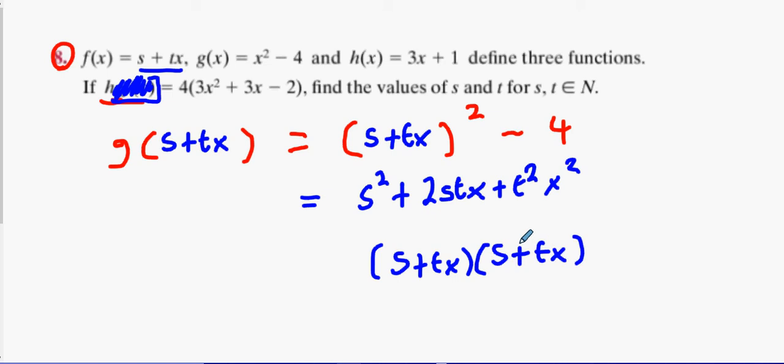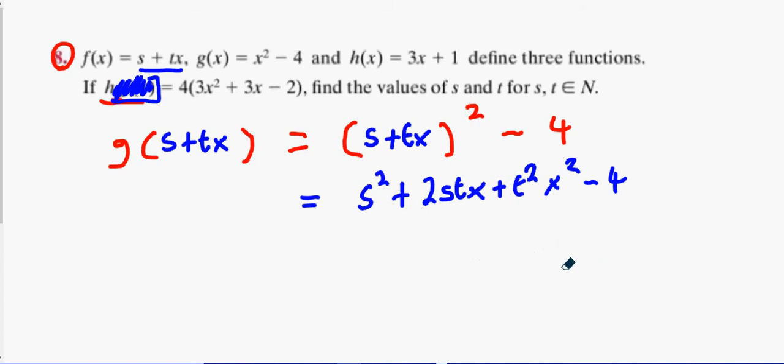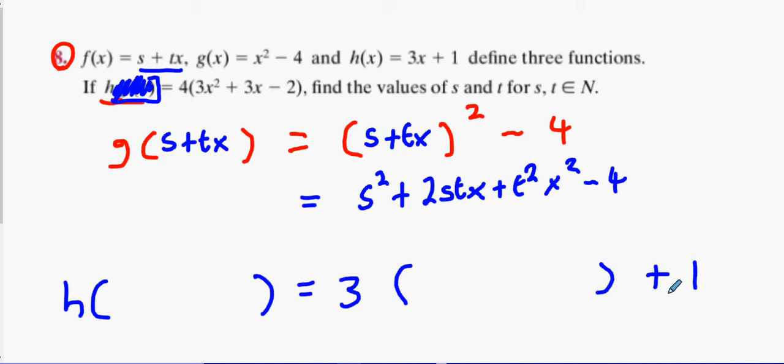Is that alright? And then the minus 4 at the end? Yeah, thank you. Alright, everybody cool with that? There's no way to tidy that up. It is what it is. Next I'm going to move on to the h function. What does it say for the h function? Whatever it is, multiply it by 3 and add on 1. So I'm going to put all of this in here. So it's going to be s squared plus 2stx plus t squared x squared minus 4.